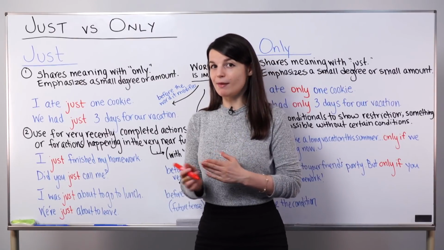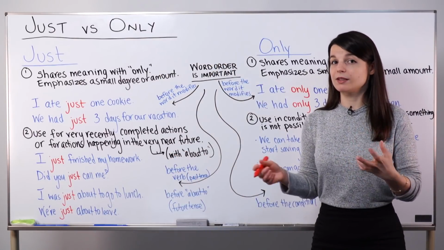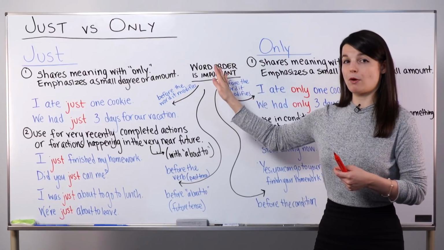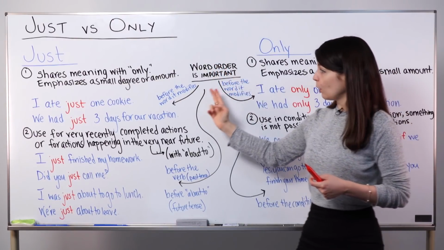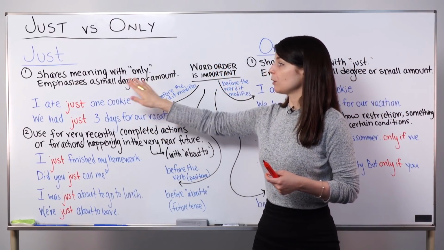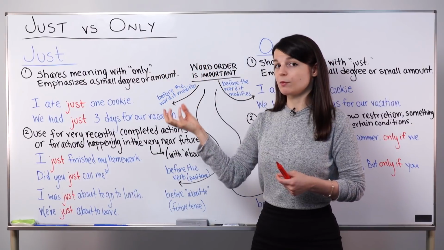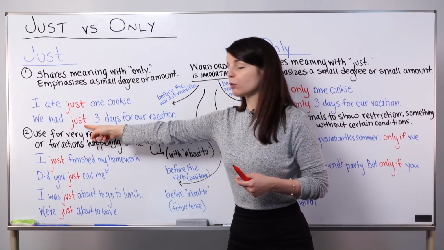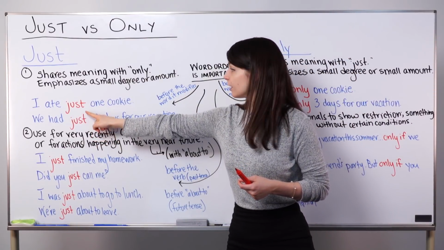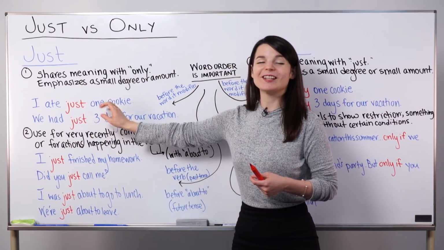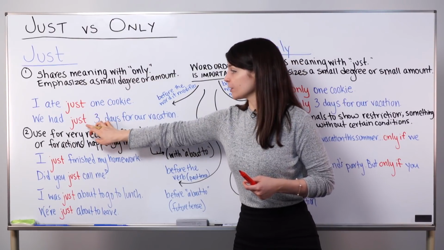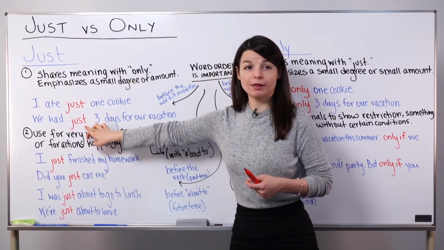So keep this in mind because for this lesson, for this content in general, the word order is very important here. So when you're using just with this meaning, with meaning one, to emphasize a small degree, we need to use just before the word it modifies. So here, the word I want to emphasize is one, or three. So just comes before that word.